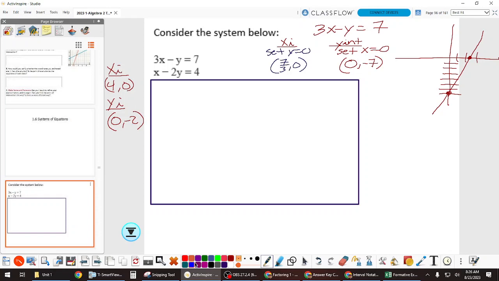I'm going to plot it on that same graph. This time I'll plot it in blue. So this one is blue. This one will be the red one. So 4, 0, and you go over one more. And there's that x-intercept. And then 0, negative 2 is there. So this line roughly like that. Okay. That should start giving you a clue as to what we're looking for.